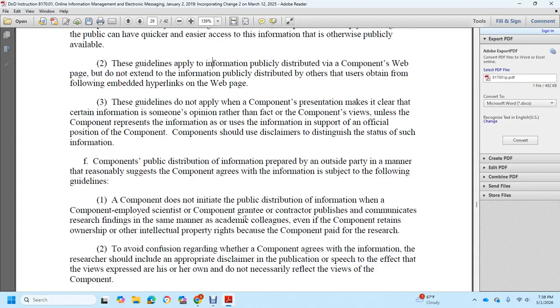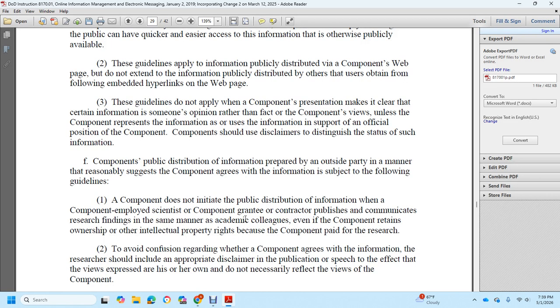Components publicly distributing information prepared by an outside party, in a manner reasonably suggesting the component agrees with the information, are subject to the following guidelines. The component does not initiate public distribution of information when a component-employed scientist, grantee, or contractor publishes and communicates research findings in their own name, such as with academic colleagues, even when the component retains ownership of the intellectual property rights in the research it paid for.